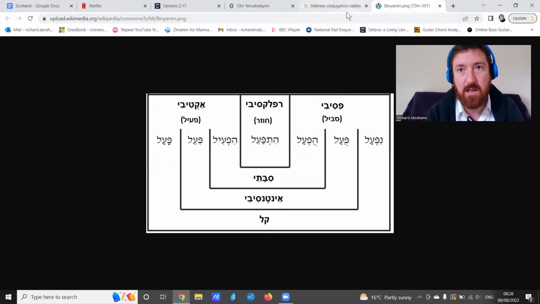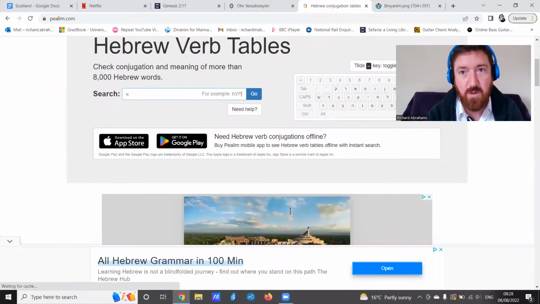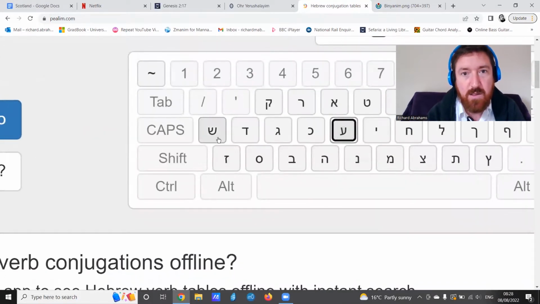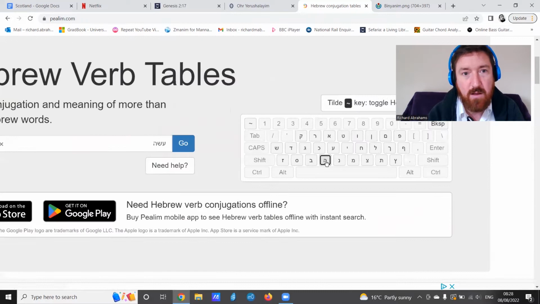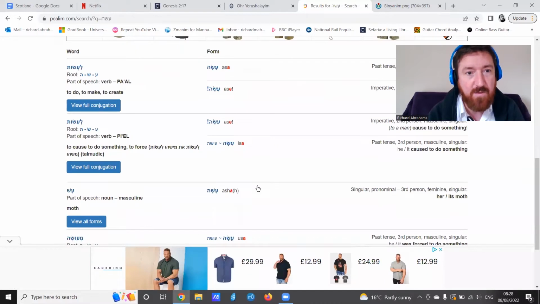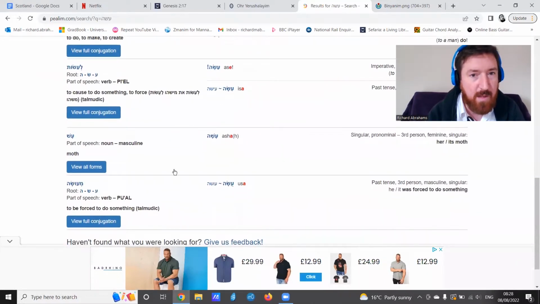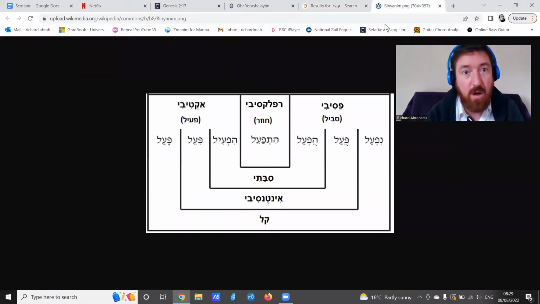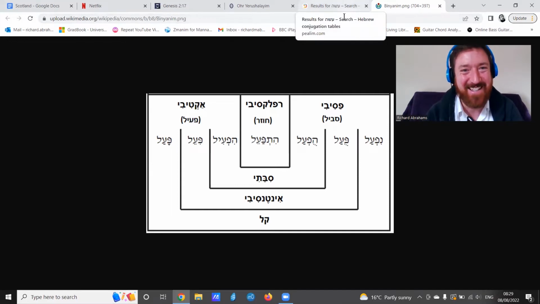Okay, so let's take the word to do. The most simple version of the word to do is asa. So we want to take ayin, sin, hey, right? And then go and find that root. So this is to do. In this version of the word, there are a couple here that don't come from the same root, but we have asa, which is to make or do, the pa'al. We have the pi'el, which is to cause something. Why? Because the pi'el is the intensive. So already it's breaking from the pattern.